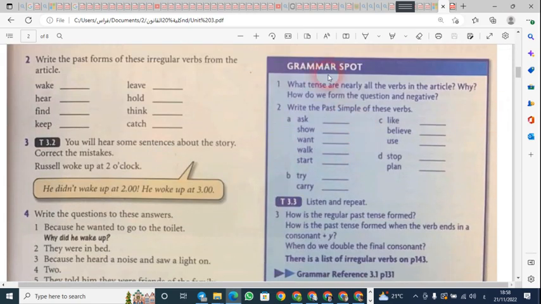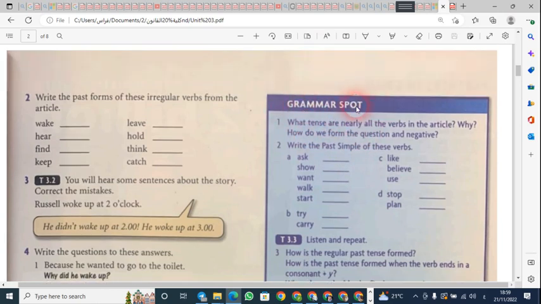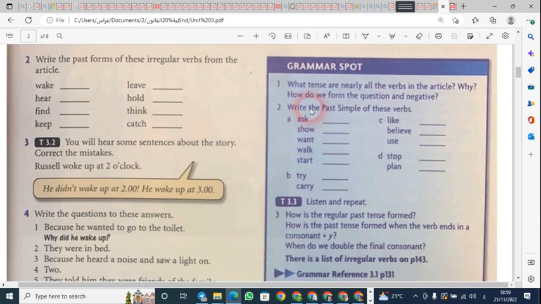Here we have the grammar spot الشرح القواعدي. نقطة قواعد. If you remember I told you that a penalty spot معناها نقطة الجزاء. Grammar spot نقطة القواعد.